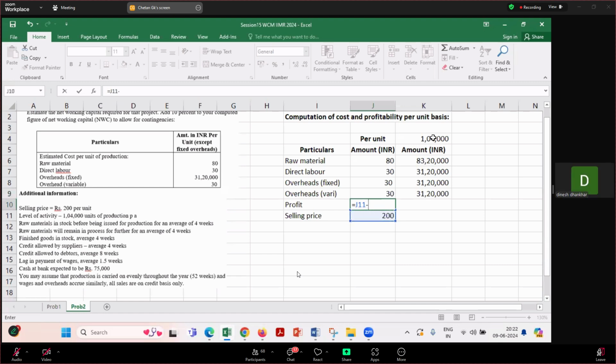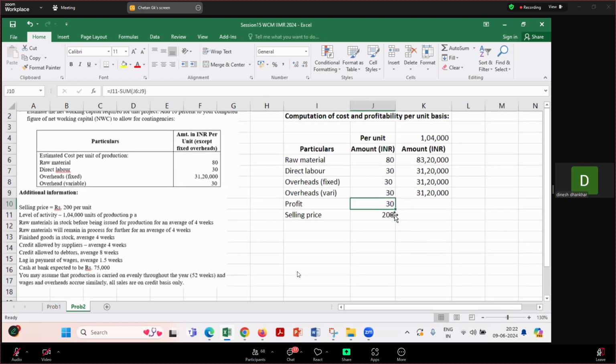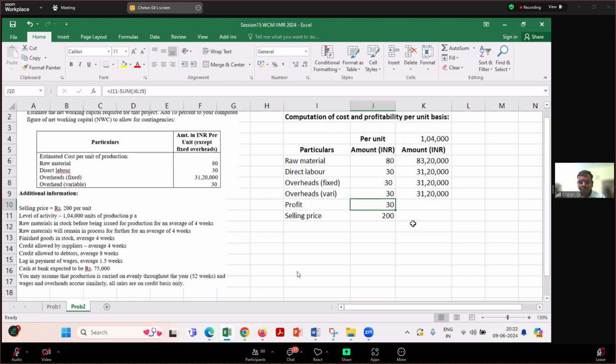Sir, we have to calculate NWC. Is it 64 lakh 95,500? And to that you have to add 10%. That is after adding 10%. Correct. That's it. Done? Yes, sir. Okay, good.